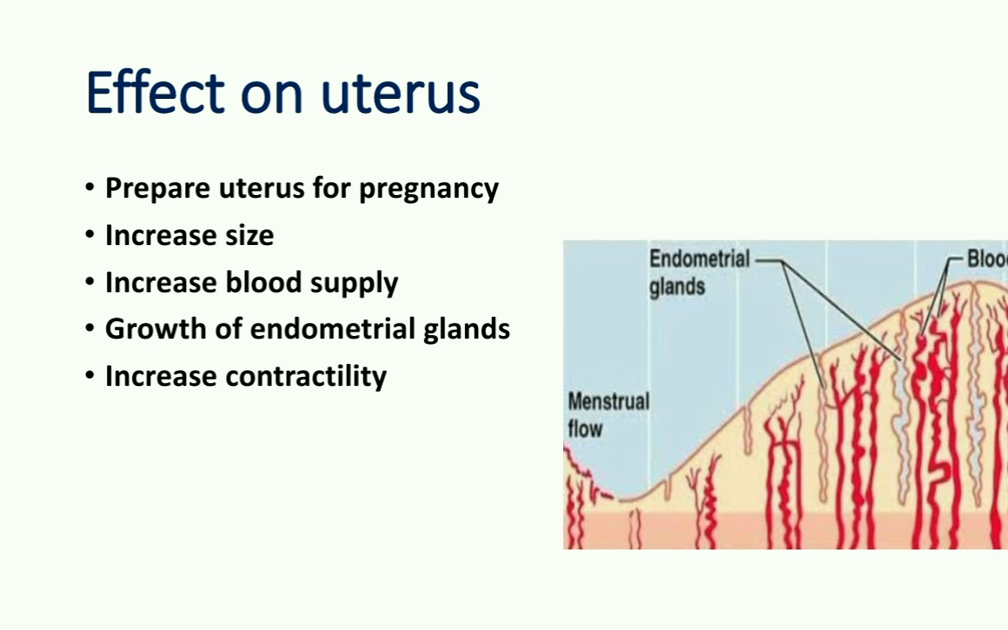Estrogen also increases the sensitivity of the uterus to oxytocin, and obviously it increases the uterine contractility.